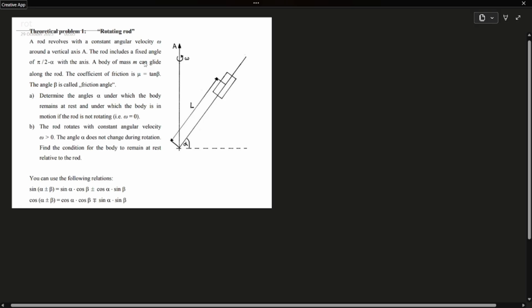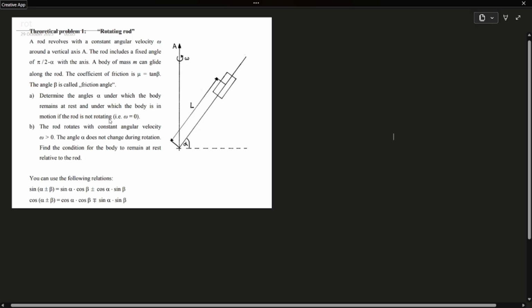A body of mass m can glide along the rod. The coefficient of friction is mu equal to tan beta. The beta is called the friction angle. Determine the angles alpha under which the body remains at rest and under which the body is in motion.